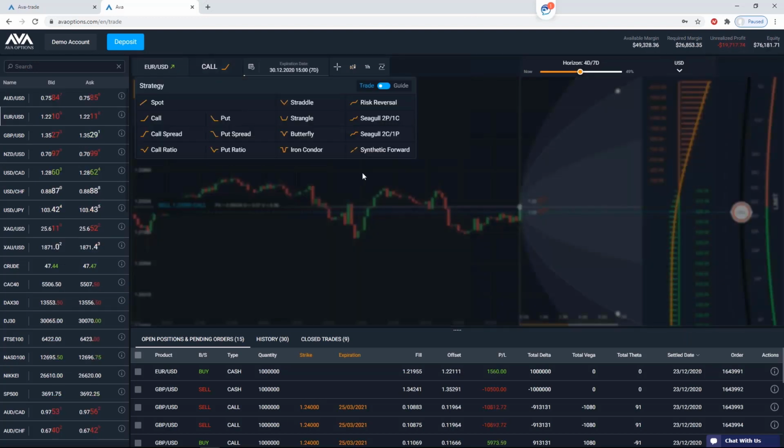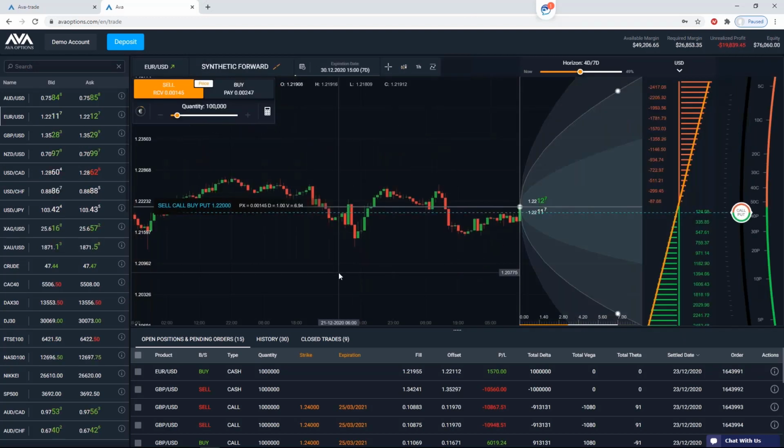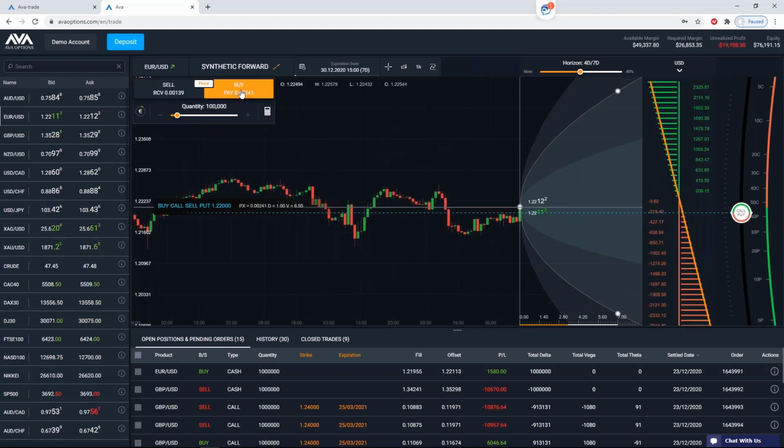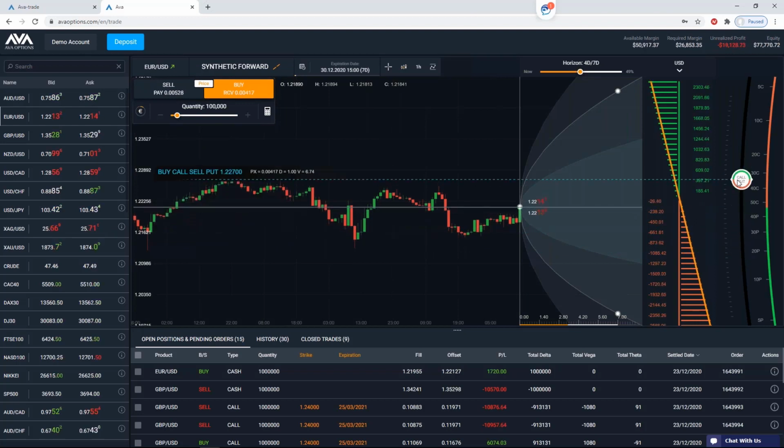Again, click here to change your strategy. Synthetic forward. The synthetic forward is buying a call and selling a put. So you have, again, one strike, just like on a straddle. When you do a synthetic forward, buying a call and selling a put is just like a spot trade with future settlement. That means if the market goes higher, I'll exercise my call at expiration and I'll be long the asset. And if the market is lower, then the counterparty is going to exercise the put to you at expiration. And again, you will be long the asset.